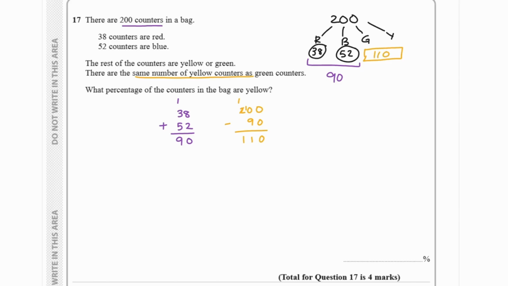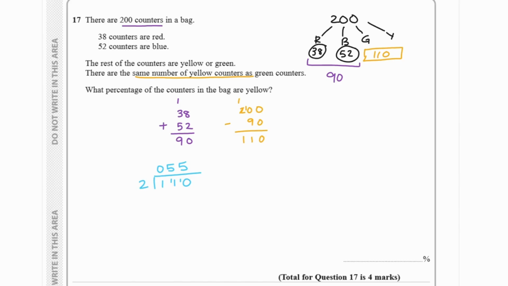The question says that there are the same number of yellow counters as green counters. So to find how many green counters we have and how many yellow counters we have, we would now have to divide 110 by 2. 1 divided by 2 is 0, 11 divided by 2 is 5, with the remainder of 1, and 10 divided by 2 is 5. This means that there are 55 green counters and 55 yellow counters.